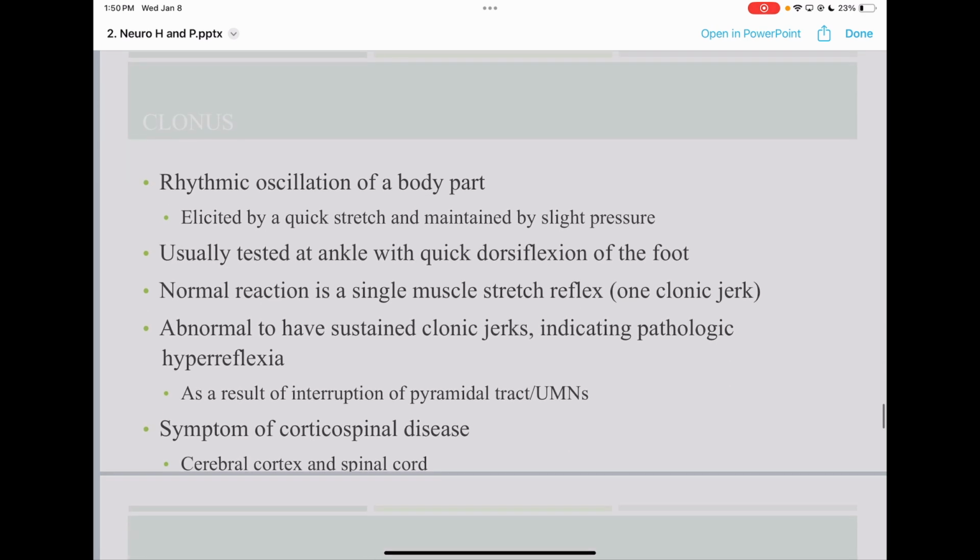Clonus, you guys did clonus on your physical exam. It's a rapid upstroke of the foot, and you want to feel any tapping on your hand. That's what clonus is. I give a quick stretch and maintain my slight pressure. Normal reaction is going to be one clonic jerk, one little beat in your hand. If you start feeling more than one bouncing, that means they do have clonus, and obviously upper motor neuron lesion problems with those patients.